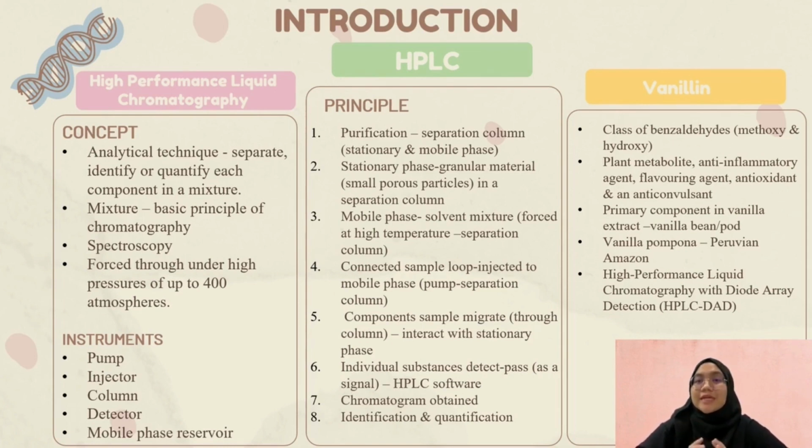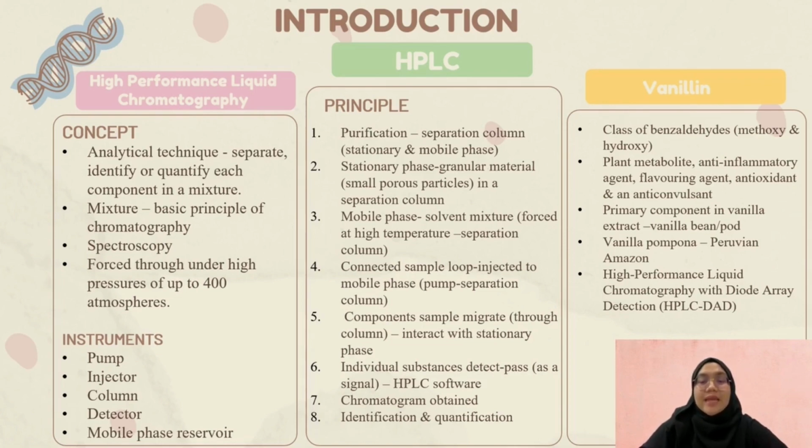The stationary phase is a granular material with very small porous particles in a separation column, while the mobile phase, on the other hand, is a solvent or solvent mixture which is forced at high pressure through the separation column. After that, using a valve with a connected sample loop, such as a small tube or a capillary made of stainless steel, the sample is injected into the mobile phase that flows from the pump to the separation column using a syringe. Subsequently, the individual components of the sample migrate through the column at different rates because they are retained to a varying degree by interactions with the stationary phase.